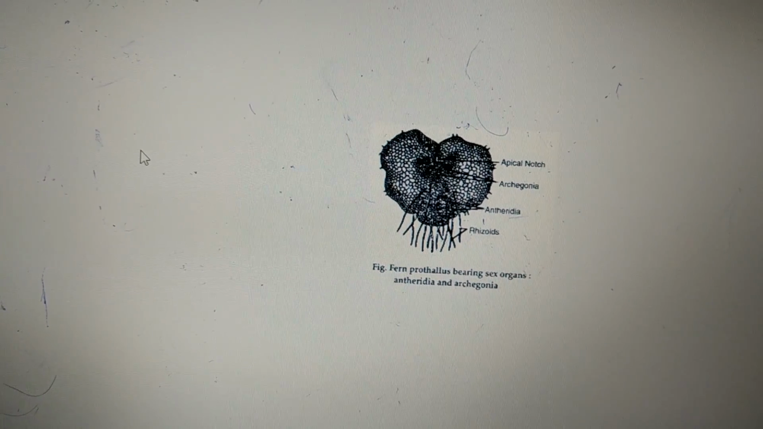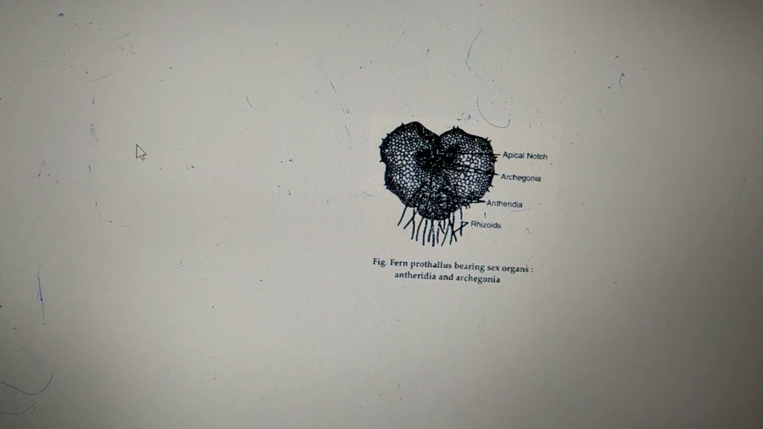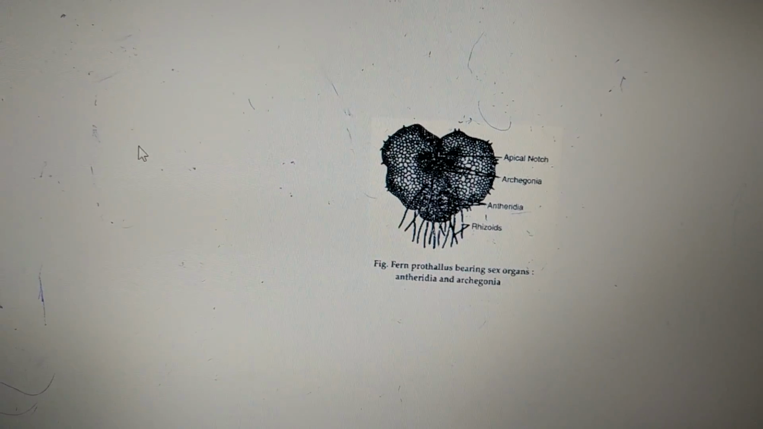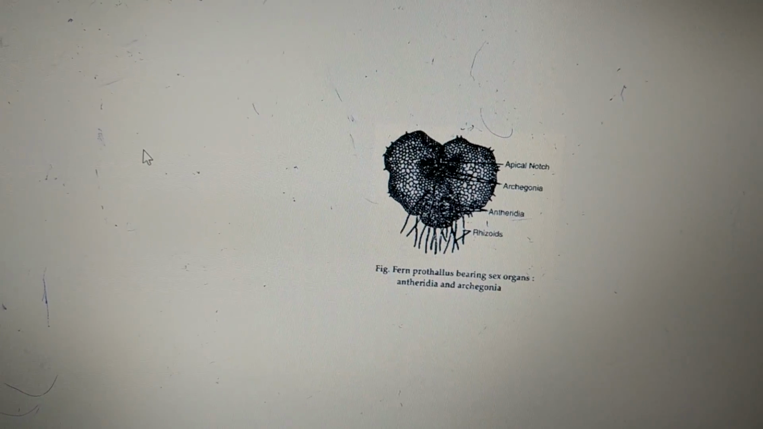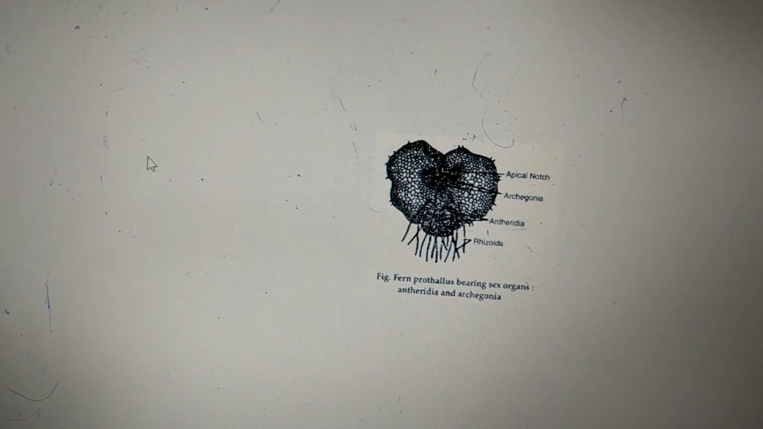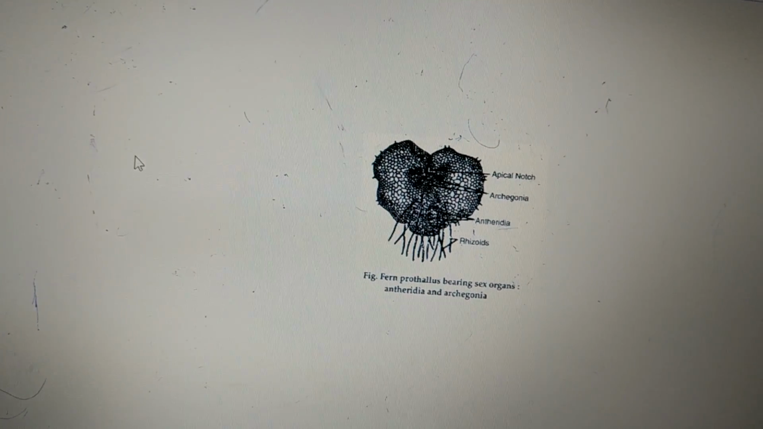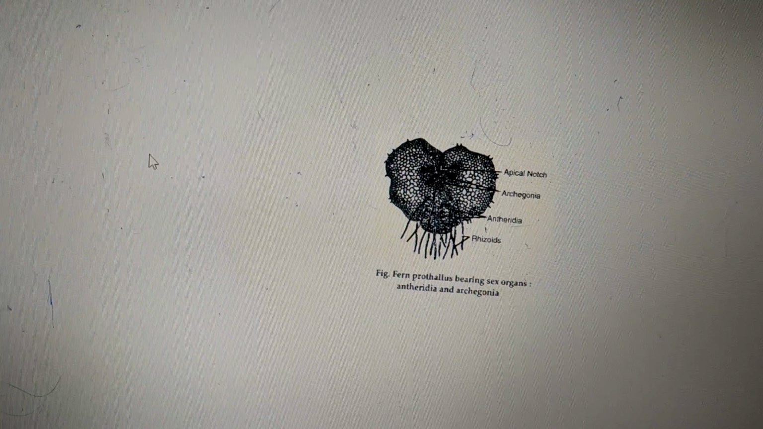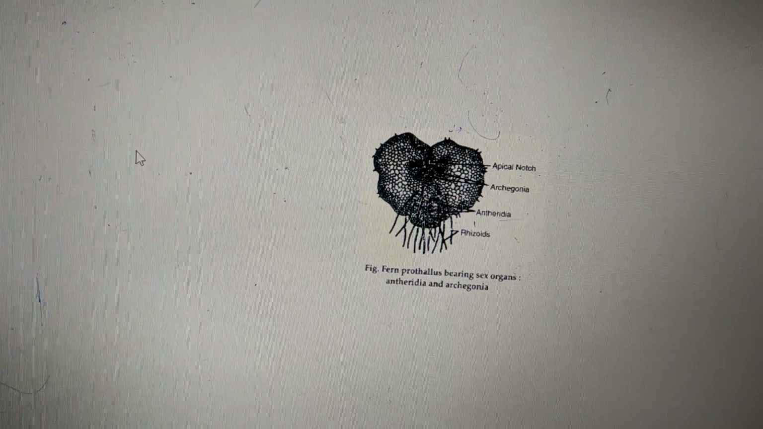So ventrally we have the presence of rhizoids and the presence of sex organs, both archegonia as well as antheridia, and it is inconspicuous in the sense that it is not that clearly visible. Dorsoventrally flattened, prostrate, growing attached to the soil. It is small but multicellular in nature.